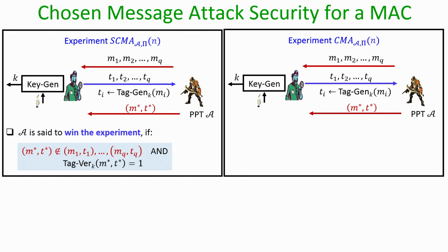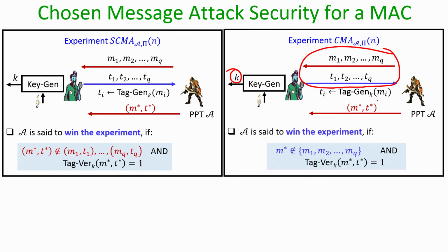Now, there is a related notion of security for the MAC, which we call just CMA security. Here also the experiment consists of a training phase and a challenge phase, where in the training phase the adversary submits several messages of its choice and sees the tags on those messages under an unknown key k, and the goal of the attacker is to submit a forgery. But the way we define the output of the experiment here is different. We say in this experiment CMA that the adversary has won if the forgery it has produced is with respect to a new message m star, which is completely different from the messages for which the adversary has seen the tag.